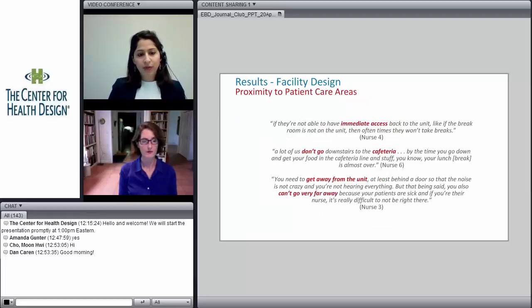And now we are going through some of those environmental features that can contribute to the design of good quality staff break areas. One of the most important ones is proximity. They mentioned over and over in comments that they wanted to have immediate access back to their patient. If there's a cafeteria on the first floor and they have to go there from the 8th or 9th floor, they usually don't do that, especially if their patients are sick.